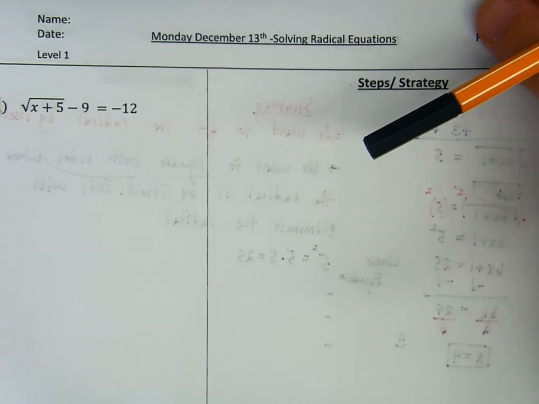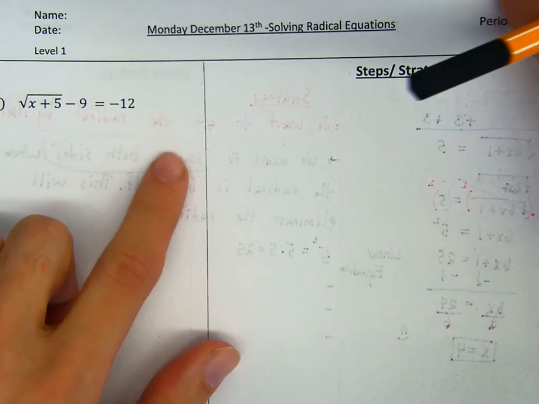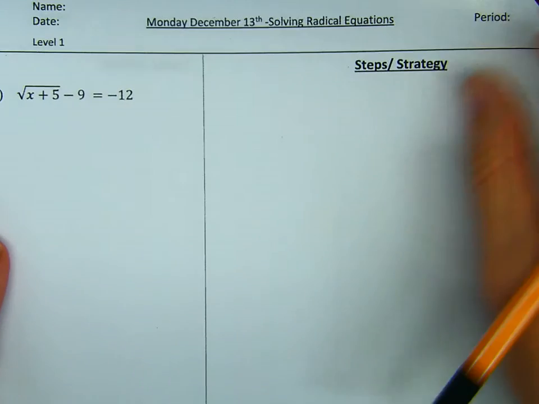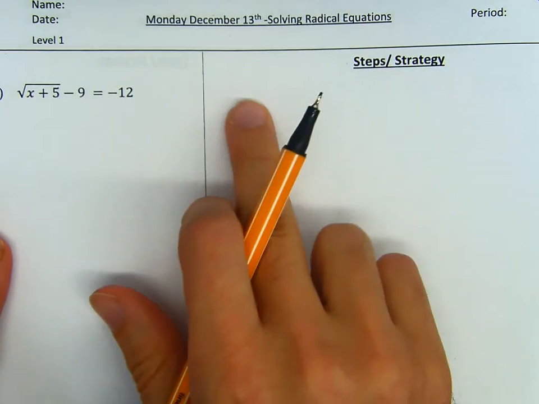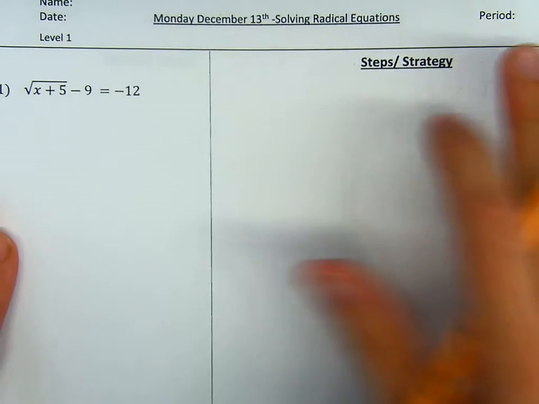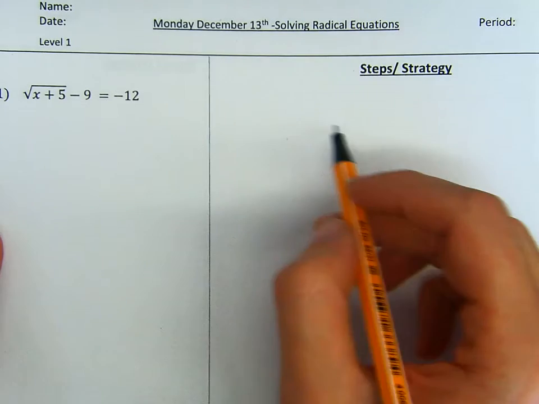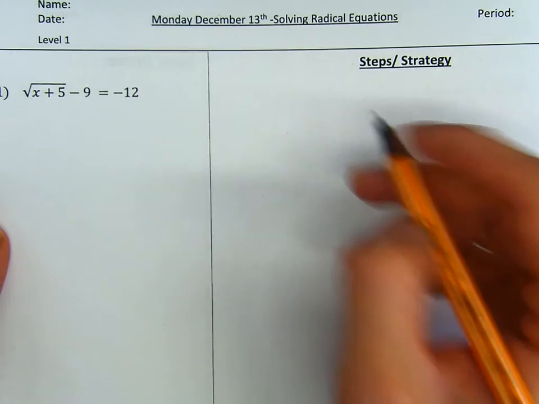What I'd like you to do is try and do this next question on your own. Let me get a new piece of paper, because this will be no good for us. Please write the steps and strategy. While you're doing it on your own, I'm going to write out the steps and strategy, okay?